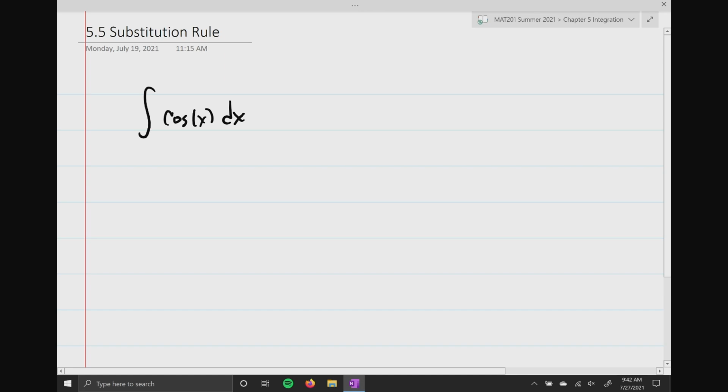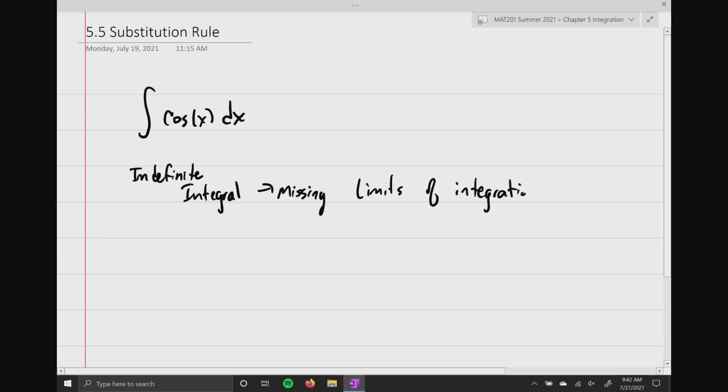Now, real quick, this is called an indefinite integral. All right, and it's indefinite because we are missing our limits of integration. All right, so we call this an indefinite integral.